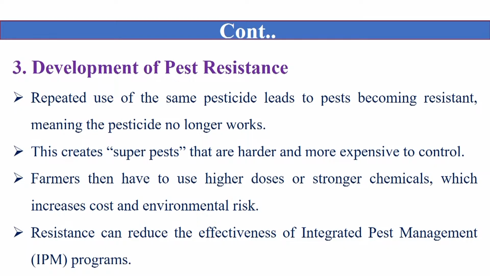And they can create super pests, which are harder and more expensive to control, that kind of insect pest and diseases. The farmers then have to use a higher dose or stronger chemical pesticide, which increases the cost as well as environmental risk. Resistance can also reduce the effectiveness of integrated pest management, that is IPM programs.